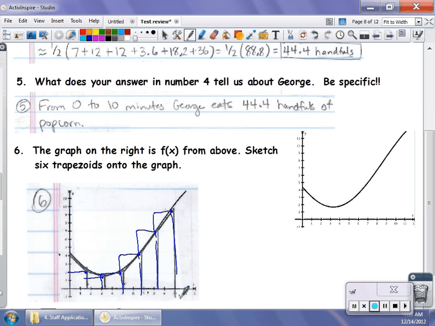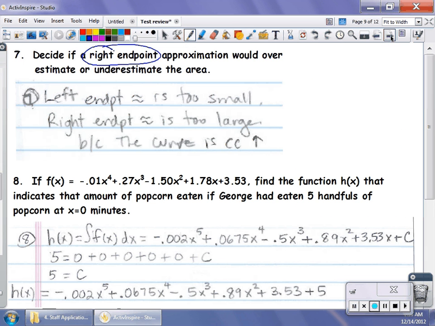So when you look at that, you can see that we lost, but everywhere else we're gaining, and we can clearly see that we're gaining more than we lose. So a right endpoint approximation would be too large, and the reason that happens is because this curve is concave up, and that forces the rectangles to be outside. A left endpoint approximation would be too small, and again, you can draw the graph to actually see that.